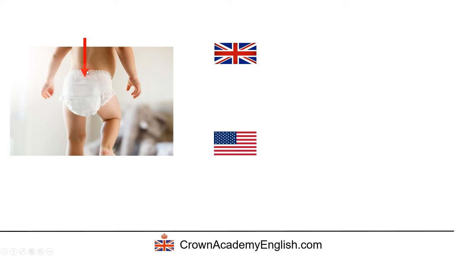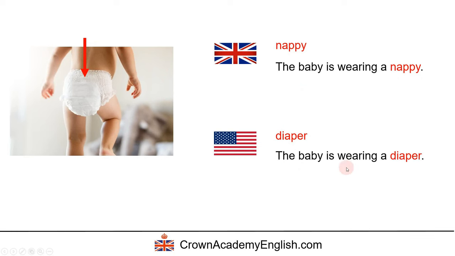And this item of clothing in British English is a nappy. In American English, a diaper. So the baby is wearing a nappy. The baby is wearing a diaper.